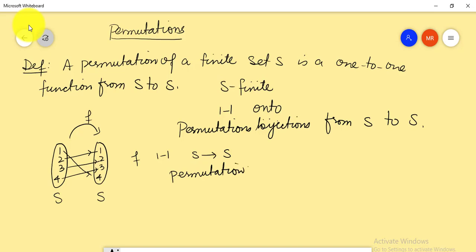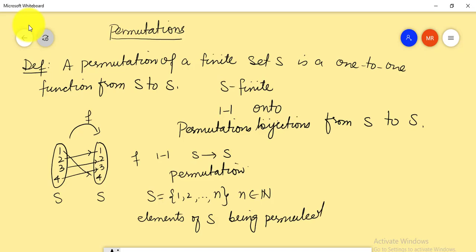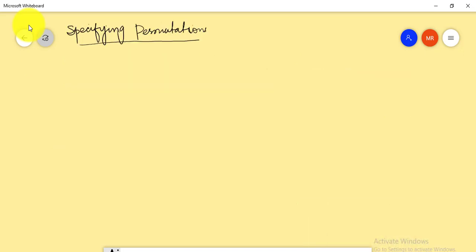Usually, the set S that we consider is the set {1, 2, ..., n}, where n is a natural number. And the elements of S being permuted are called symbols.